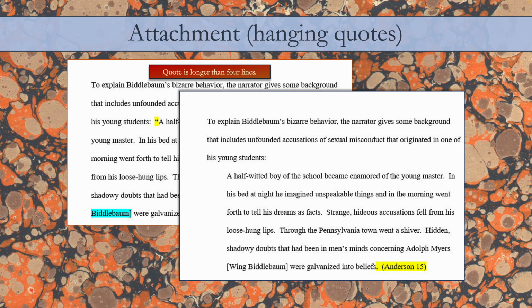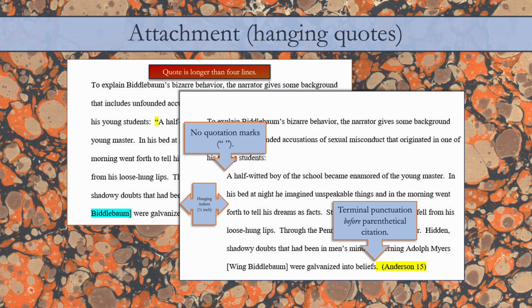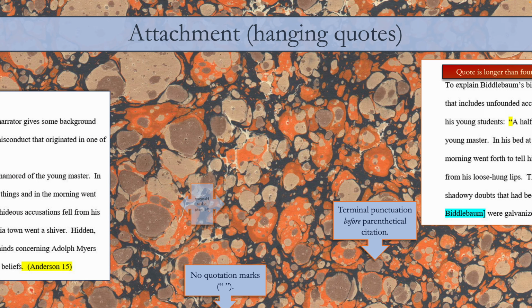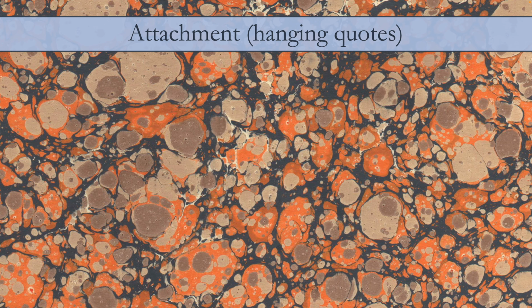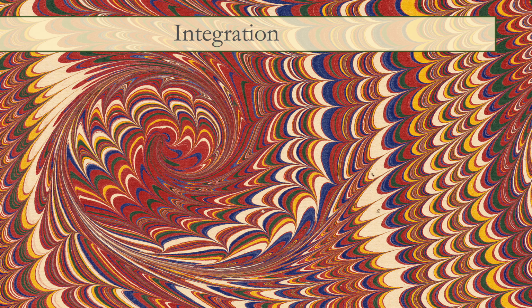So if it's longer than 4 lines, this is the way you deal with it. You create an attached quote. There are no quotation marks. The whole thing is indented a 1/2 inch. And the terminal punctuation now ends with the quotation and does not come after the parenthetical citation. And that's how you do hanging quotes. It gets a little more complex when you're doing poetry and drama, and we'll look at that in part 3 of this series.